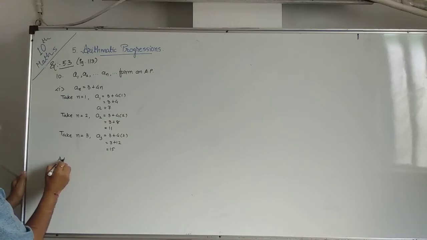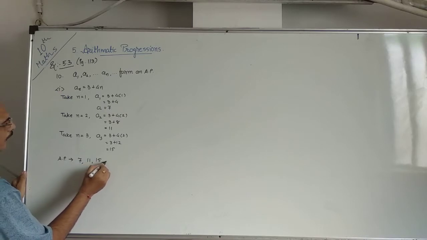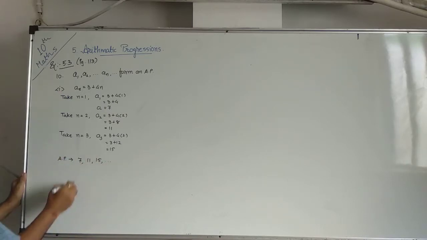So the AP is what? 7, 11, 15, and so on. Here A is 7 and the difference is 4.